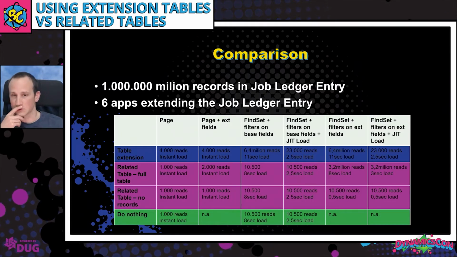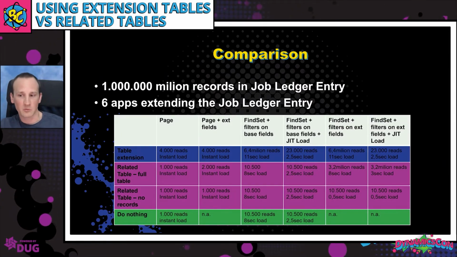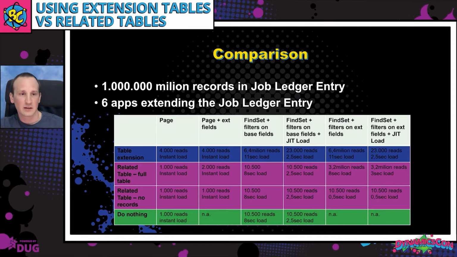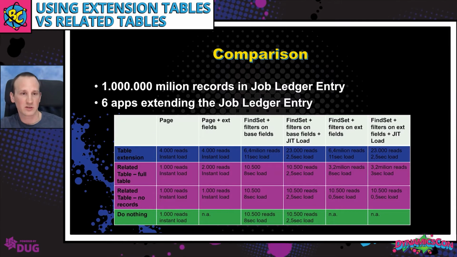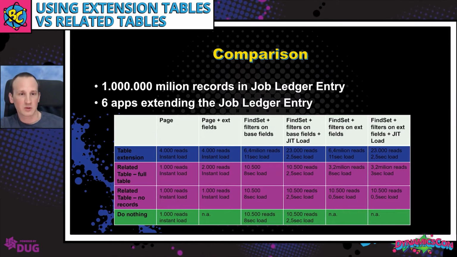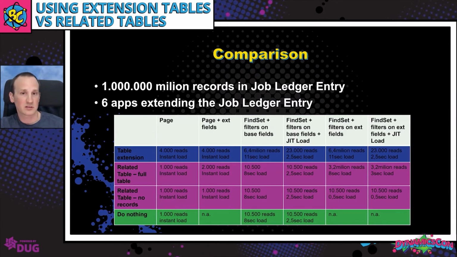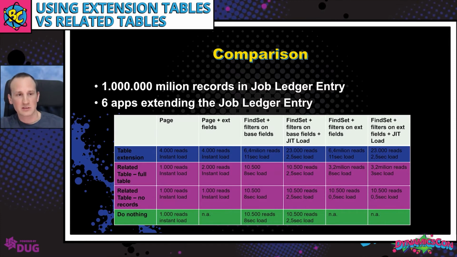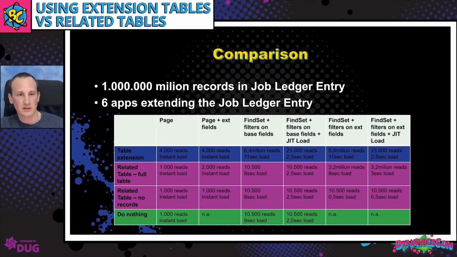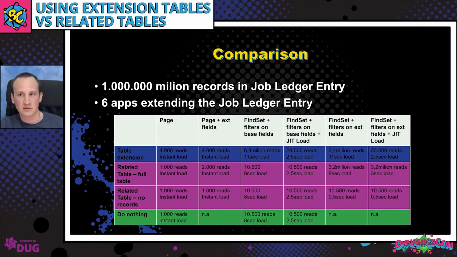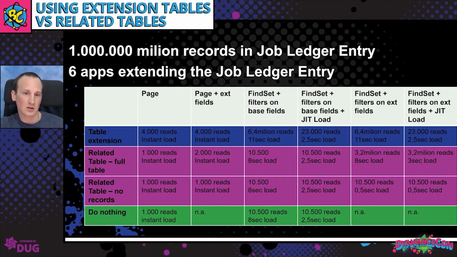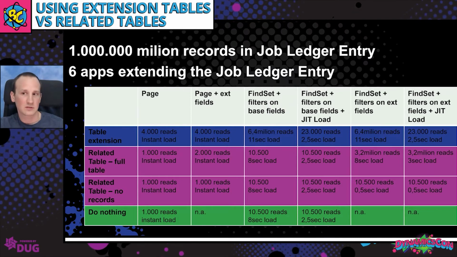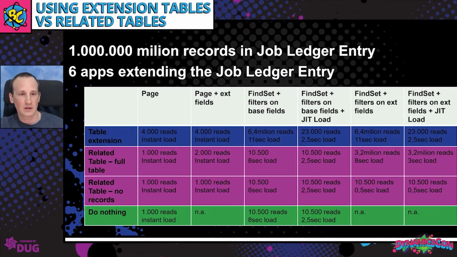And for the purpose of comparison, what approach should we take? I have tested one scenario in which I have created 1 million records in the job ledger entry table. I have created 6 apps extending the job ledger entry, and I have tested the different scenarios and observed the performance of different approaches.